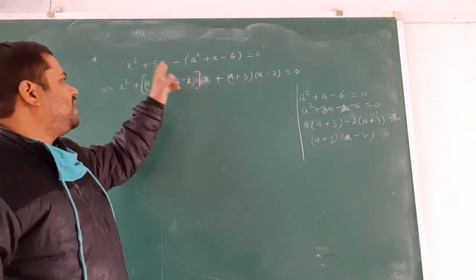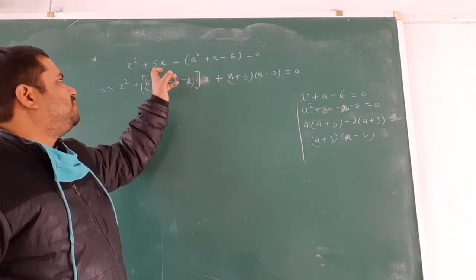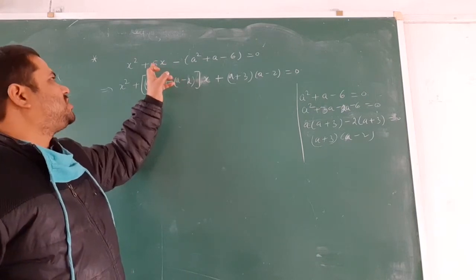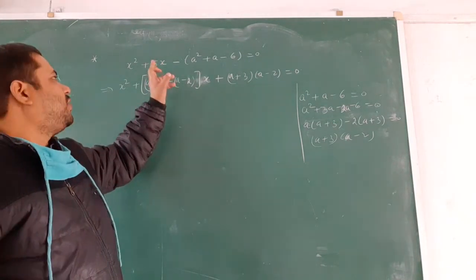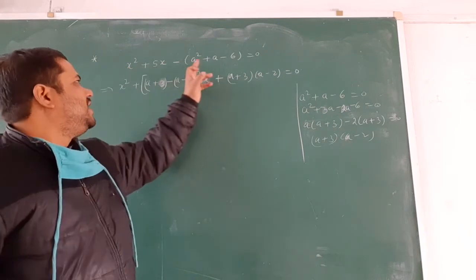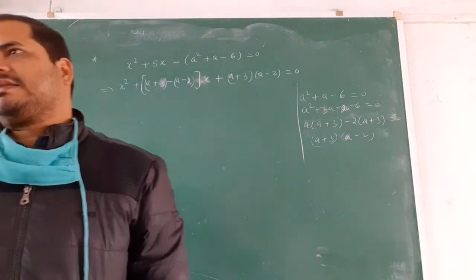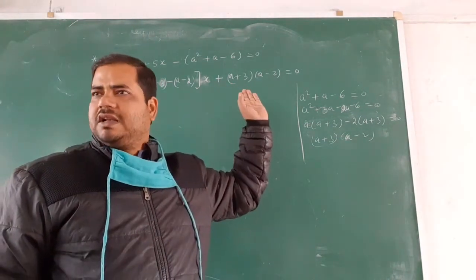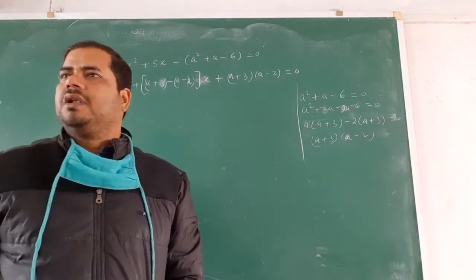What you do in trinomial factor? You just factorize and split this middle term in such a way that the addition of this middle term is nothing but 5, and product of this middle term is nothing but product of this a square plus a minus 6 into 1. That means a square plus a minus 6. Clear? So you take the product, beta, you will get a square plus a minus 6, and if you add this, simply what do you get? You get 5. That means our factor is done.